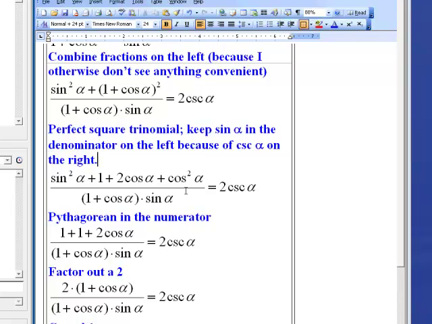Then I see on the left-hand side, after I did the algebra in the numerator with the 1 plus 2 cosine plus cosine squared, that I have a Pythagorean: sine squared plus cosine squared comes out to 1. And that's all that happened here. Now it's starting to look nicer. In the numerator I have 2 plus 2 cosine alpha, so I factor out a 2, and there it is. Then I notice that 1 plus cosine appears both in the numerator and the denominator, so I cancel it, and that leaves me with 2 sine on the left, and of course the original 2 cosecant on the right, which I recognize as being reciprocal, and I'm done.